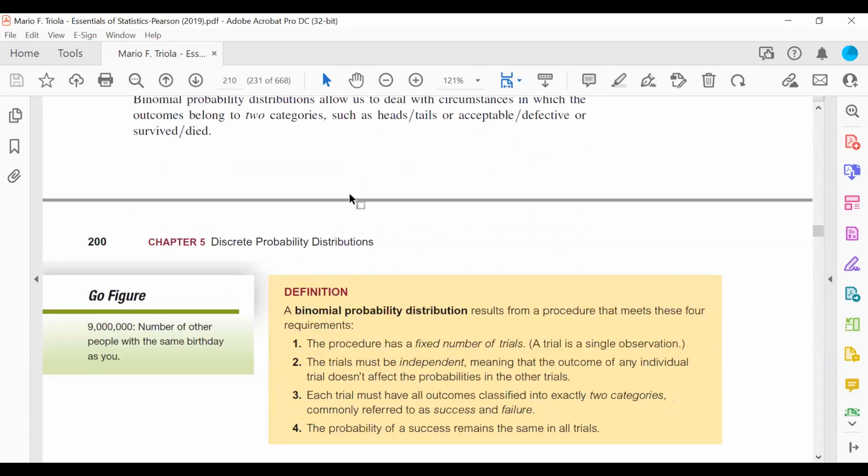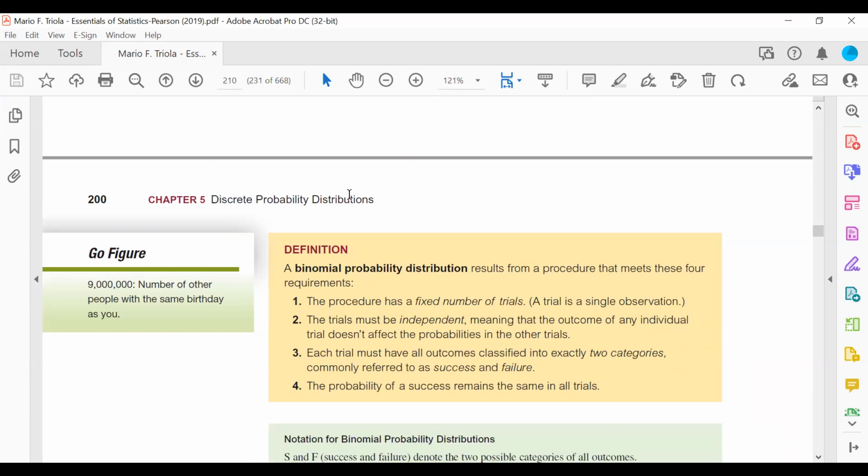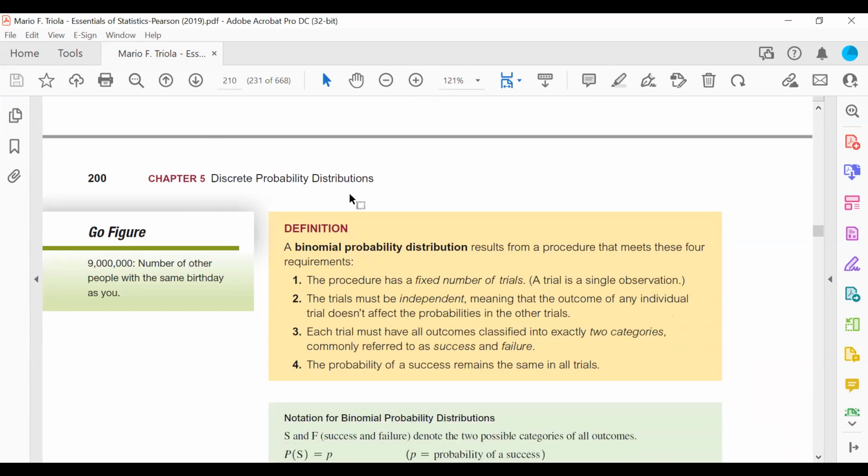And so the definition says that the results are from a procedure that meets these four requirements. So here are the four requirements in the yellow box. The first one is that the procedure has a fixed number of trials. The second requirement says that the trials must be independent, meaning that the outcome of any individual trial does not affect the probability in the other trials, hence independent.